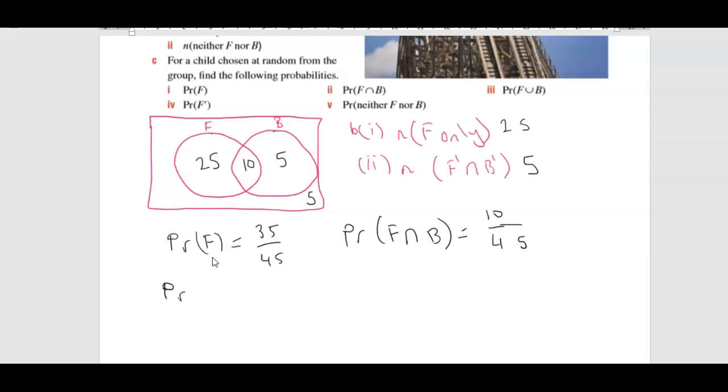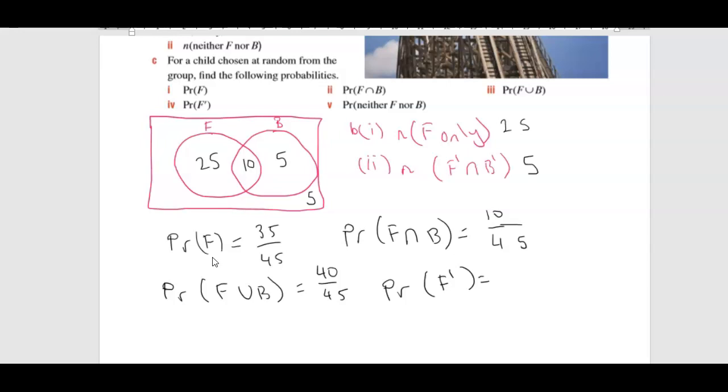The probability of F or B, so basically how many kids want to ride on a ride? There's going to be 40 of them, so 40 over 45. The probability, and I haven't been simplifying these fractions just because I want to move quickly through the video.